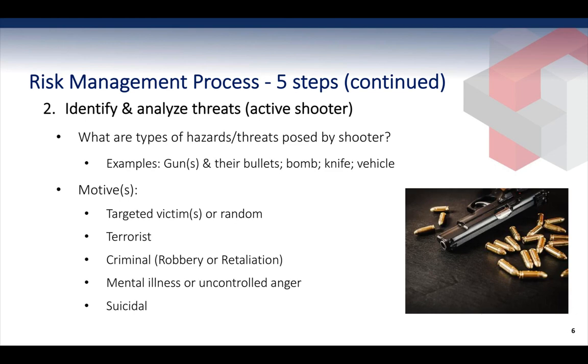Motive can be considered. We saw in the FBI definition that it might be random, but it might also be targeted victims. It might be a terrorist attack, as was the case with the San Bernardino incident. It could be starting out as a criminal incident where maybe even greed was the motive, but due to circumstances, it shifted to an active shooter event where the shooter was behaving in a state of desperation.